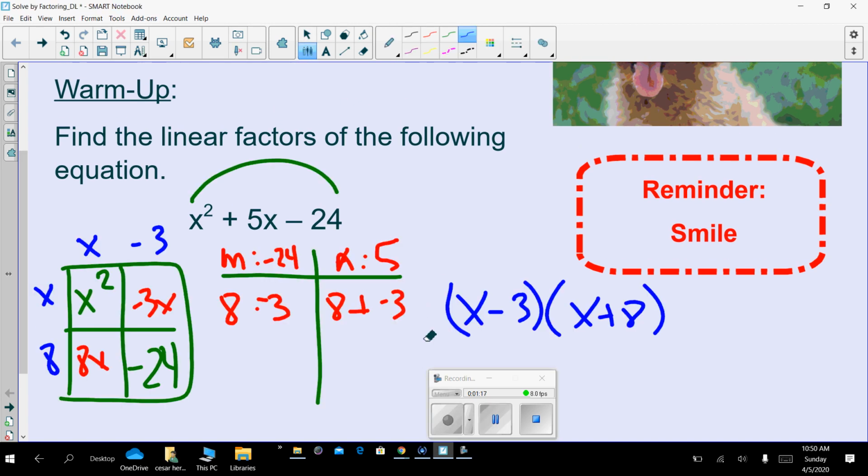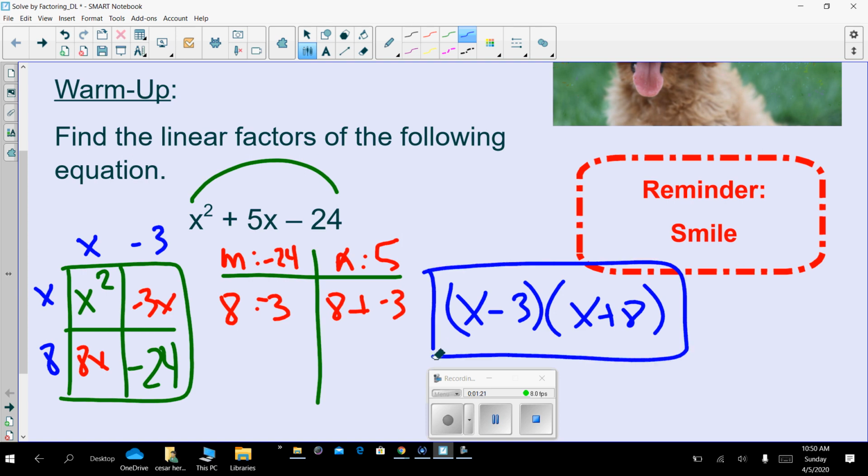Okay, so I went ahead and did the factoring, and I put the box so you can check your work. And remember that we are trying to find two numbers that when you multiply you get -24, and when you add you get 5. So my linear factors, my two factors, are x minus 3 and x plus 8. Well, these factors that you have practiced so much are now going to help us find the x-intercepts, also known as zeros, also known as roots.